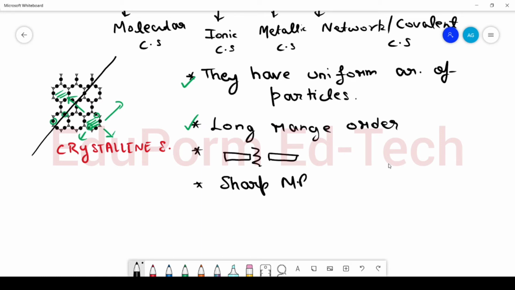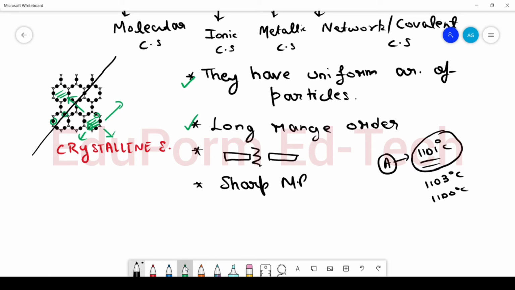That means if, for example, this is A and this is our solid, and I'm saying this solid A melts at 1101 degrees Celsius, it will melt exactly at 1101 degrees Celsius, not at 1103 degrees Celsius and not at 1100 degrees Celsius. But it will melt at a sharp point which is 1101 degrees Celsius. So they have sharp melting point.